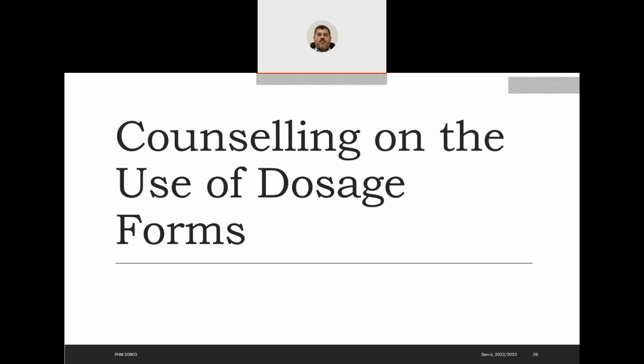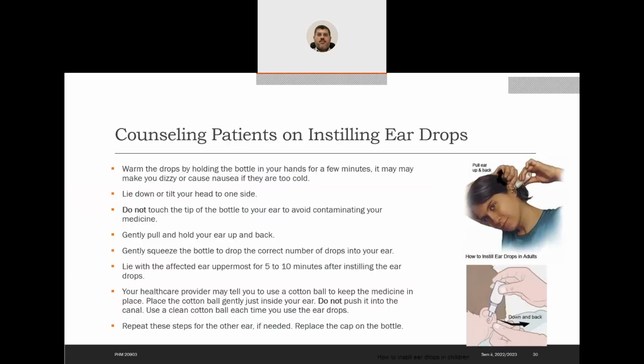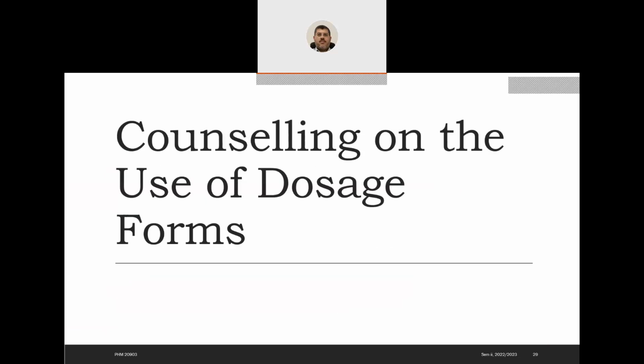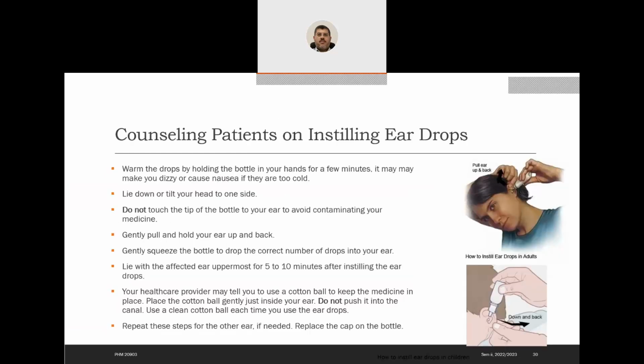We have examples here. You also have to guide them, especially when there is a device like inhalers and so on; then you have to teach them how to use it. So here are examples. They're not including all the dosage forms, but for example, for instilling eardrops, you have to teach them how to instill the eardrop.